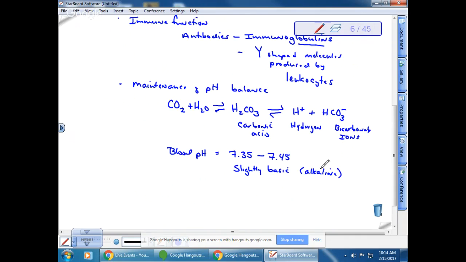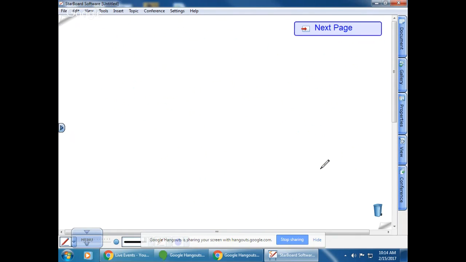This will be really important when we start to talk about respiration and the urinary system, because those two things help to also greatly influence the differences in blood pH. Okay, so let's look at the constituents of blood. So we'll look at whole blood.